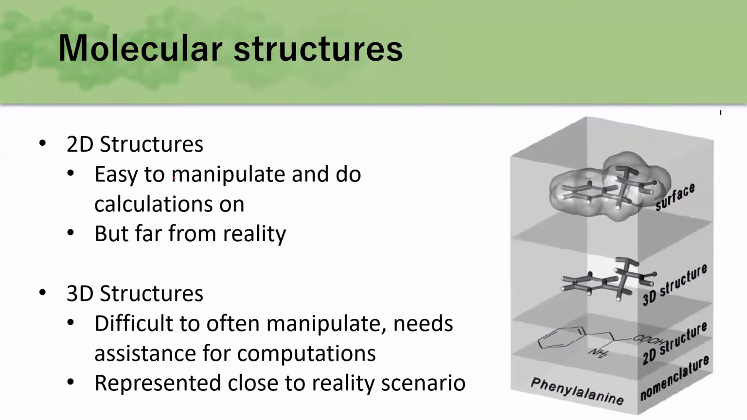The 2D structures, why do we use them? Usually we use them because they are extremely easy to manipulate and very easy to do the calculations on, but they are far from reality. So these are the different levels of representation of molecular structures. First is a simple nomenclature. We can represent it by a certain name, in this case, phenylalanine. We can represent it as a 2D structure, which depicts the atoms involved and the connectivity between the atoms.